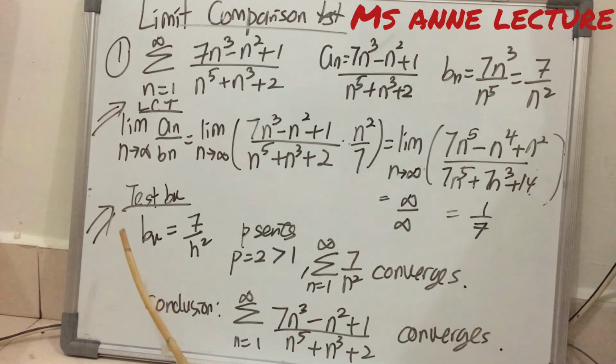And then here, we have to test for the bn because the result depends on the bn. So the bn is 7 over n squared. According to the p series, p equals 2, which is greater than 1. So the series 7 over n squared, the bn, converges. So as a conclusion, the an, or the question itself, converges.